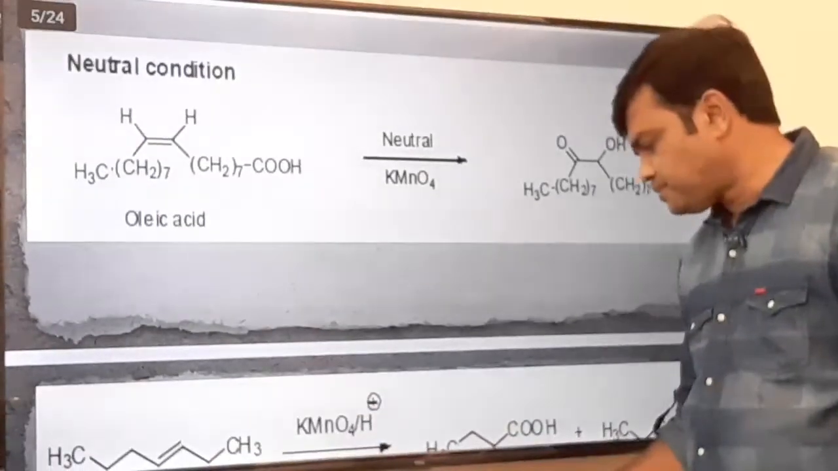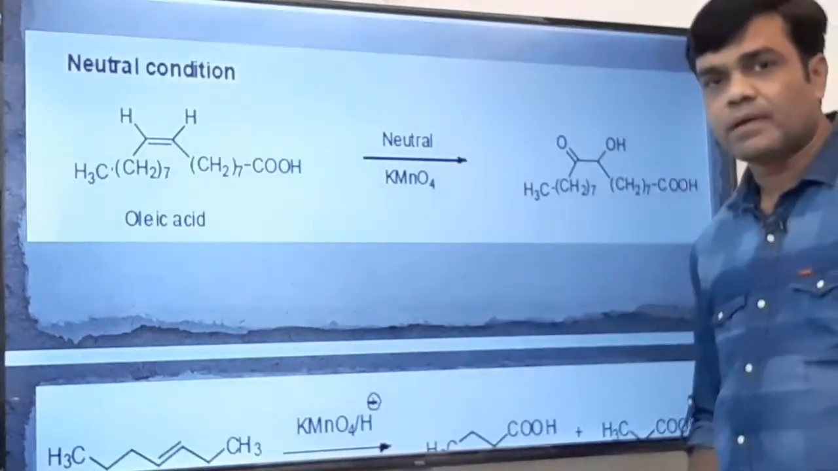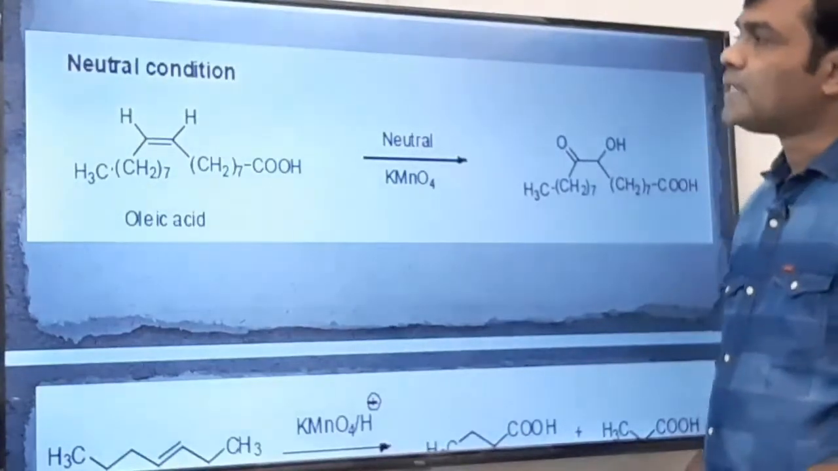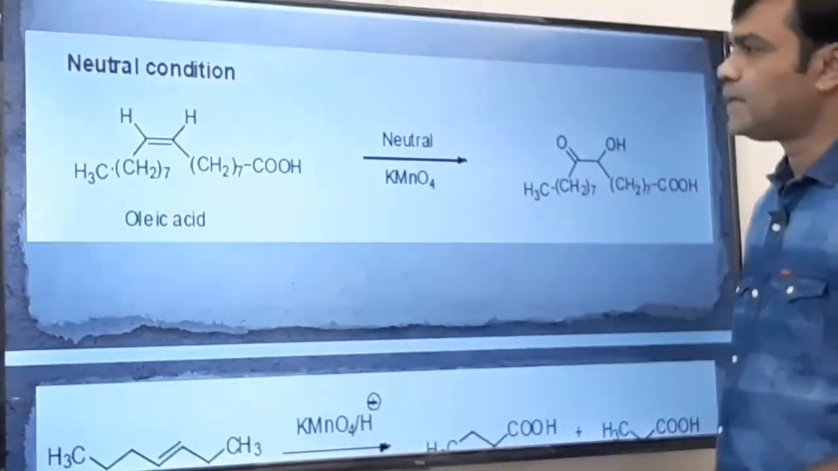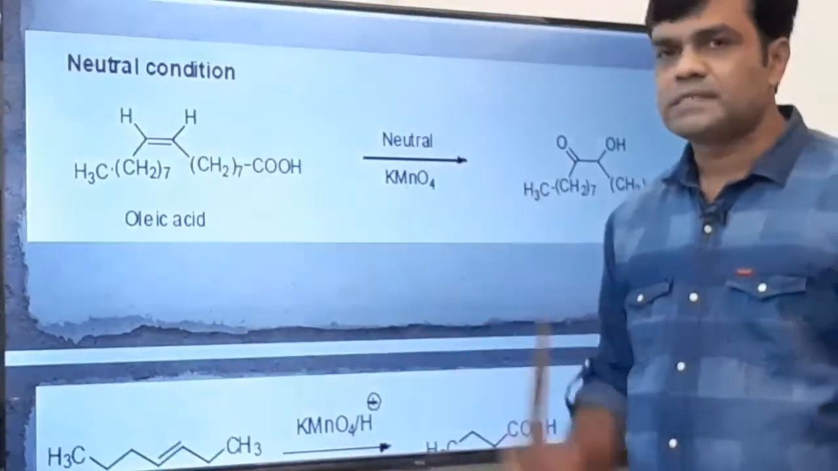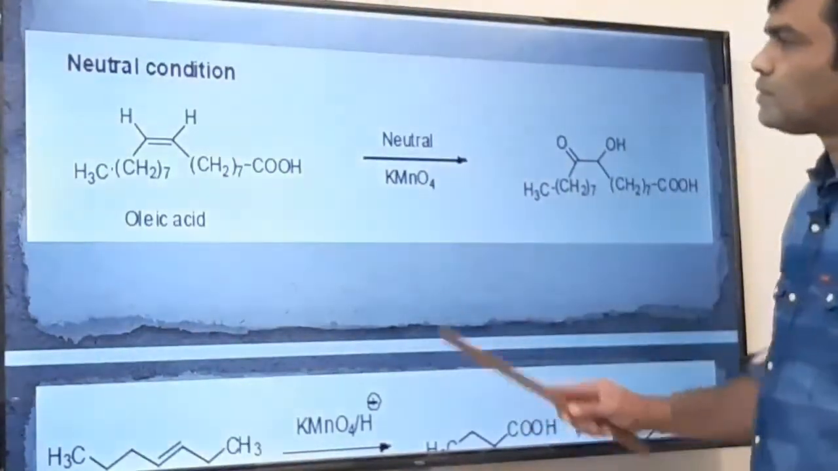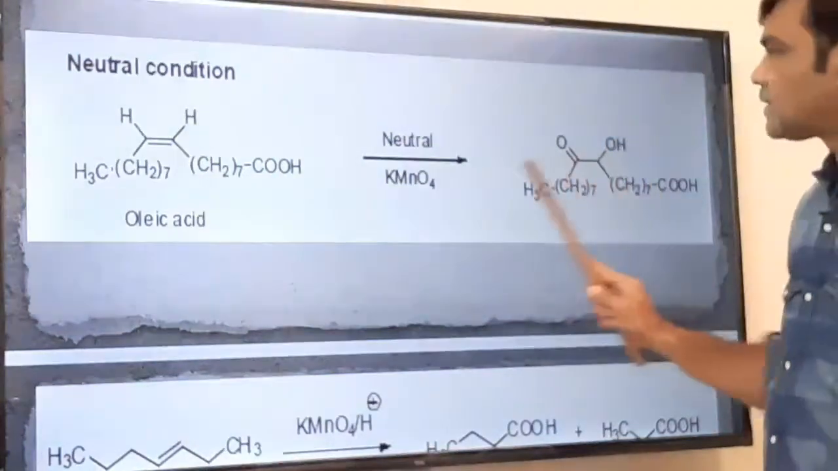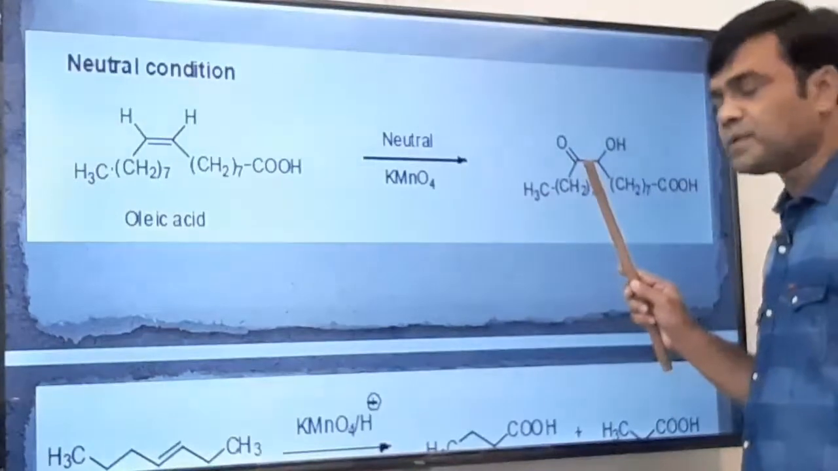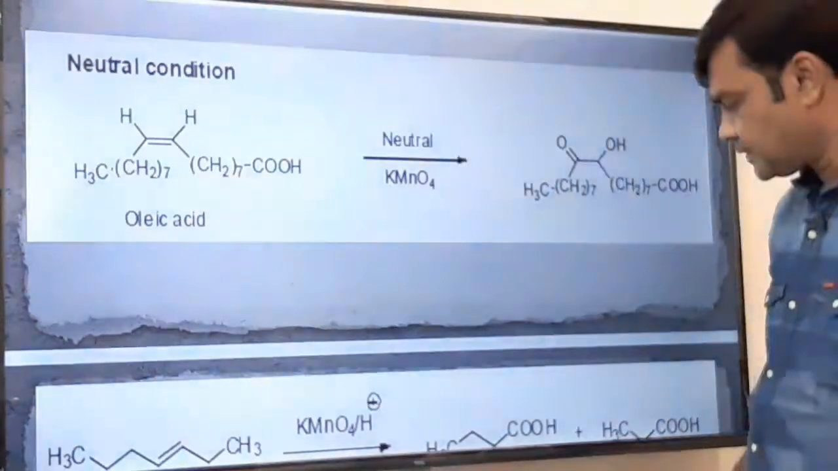Okay, then what we talked about is the potassium permanganate reaction with carbon-carbon double bond in alkaline medium. Now what happens in neutral media, that is also interesting to see. In neutral media, see, this is oleic acid, the same compound. Here neutral potassium permanganate solution is used. So first OH-OH addition takes place across the carbon-carbon double bond, then out of the two OH groups, one OH group is oxidized to ketone and we get this alpha hydroxyketone in that case.